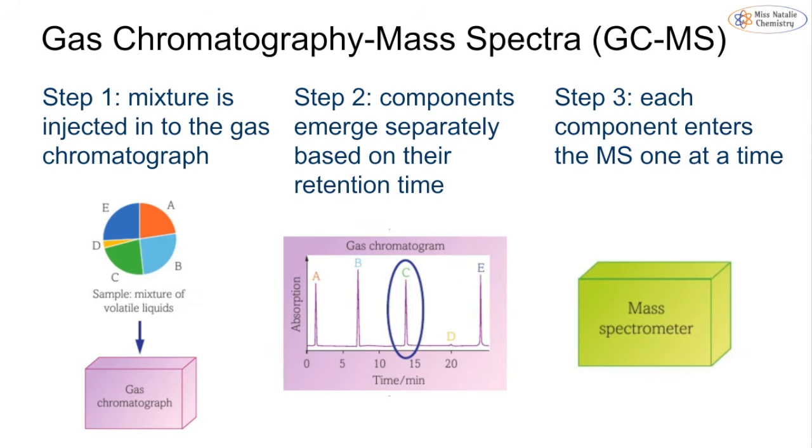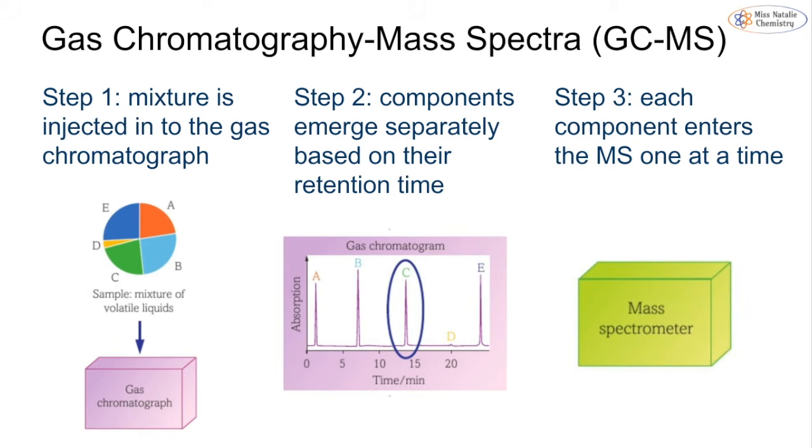So how do these work? Well, let's focus on the gas chromatography with the mass spectra. The context is the same regardless of which one it is that you use. We're just going to use the gas in this case. So we're going to inject the mixture into our gas chromatograph. So you can see that we've got our A, B, C, D and E. And that's step one.